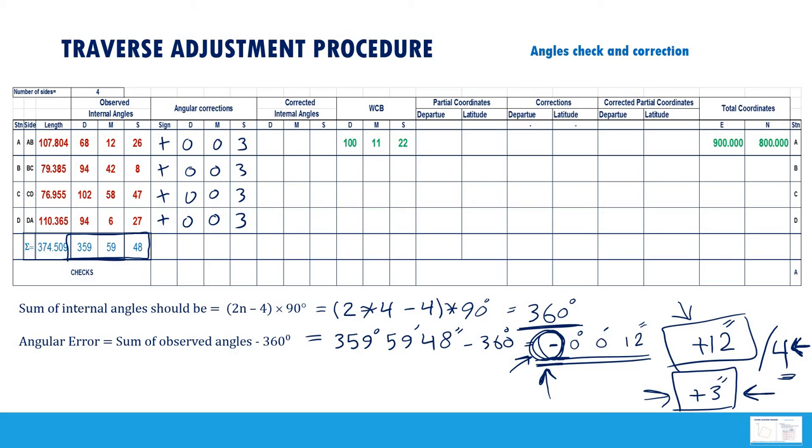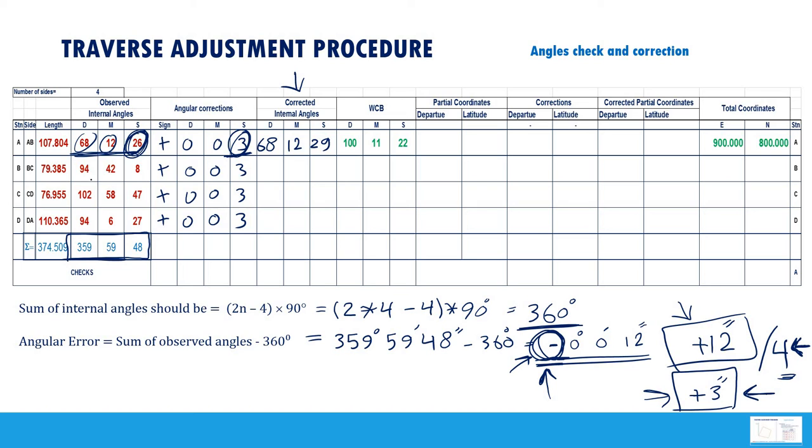Once you've done the correction calculation, it's very easy to calculate the corrected value for each angle. For example, the first angle is 68 degrees, 12 minutes and 26 seconds. I will add 3 seconds to this number. The 68 will not be changed, the 12 minutes will not be changed, and to the 26 seconds I will add 3 seconds. It would be 29, and so on.